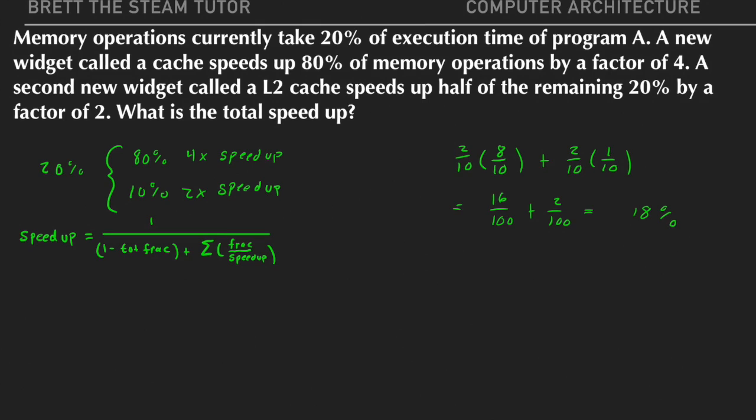So that means that our value of 1 minus our total fraction is going to be 0.82, because 1 minus 0.18 is going to be 0.82. Okay, so let's go ahead and start applying this to the formula.